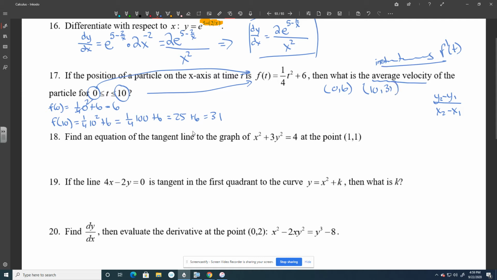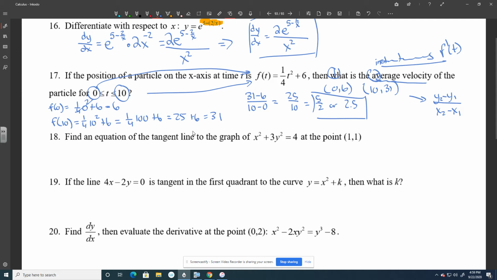Now I plug these 2 points into my slope formula. So let's call this our second point, and this can be our first point, okay? So we're going to say 31 minus 6 over 10 minus 0 is 25 over 10, which is either 5/2 or 2.5. Either of those works for me.